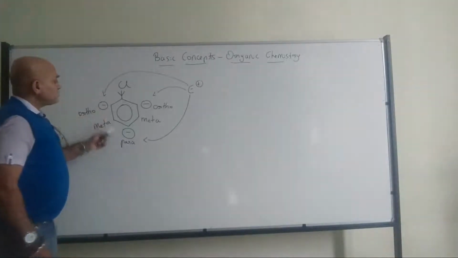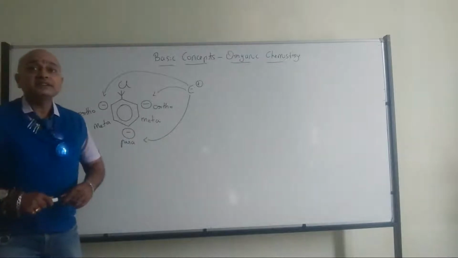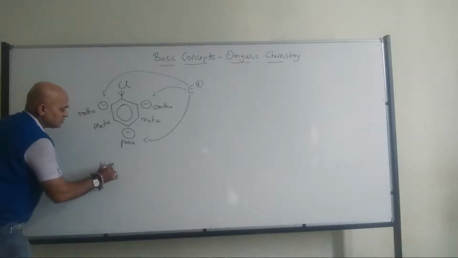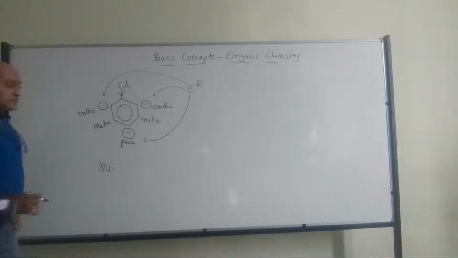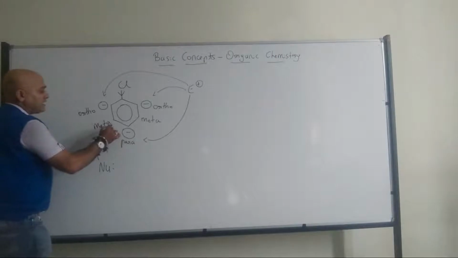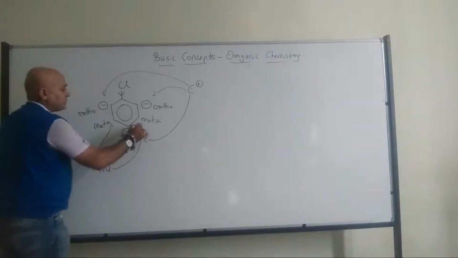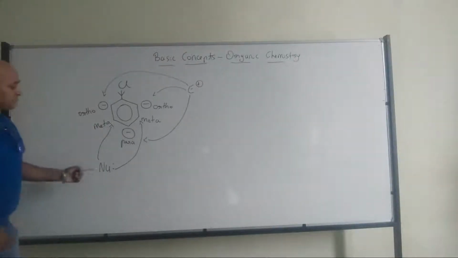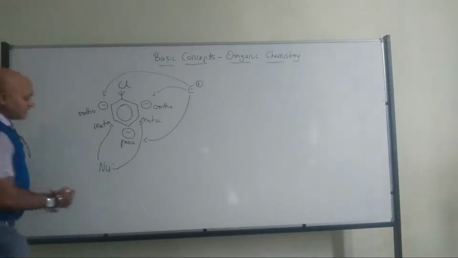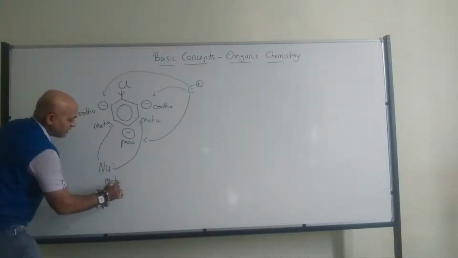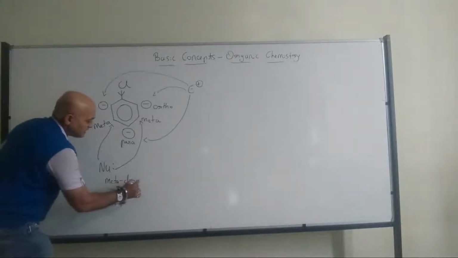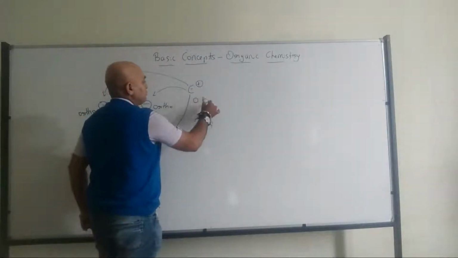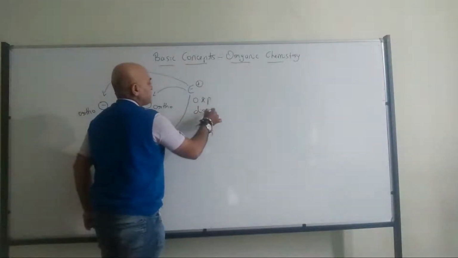So they are going to attack those regions where electron density is more. Now exactly opposite when it comes to nucleophiles. With respect to nucleophiles, they will attack where electron density is not high. So that is with respect to meta positions. So with respect to nucleophiles, it will be meta directing, and with respect to electrophiles, it will be ortho and para directing.